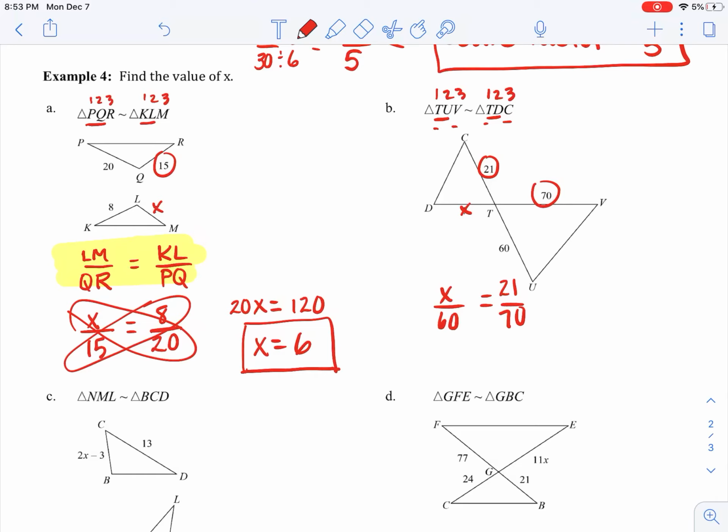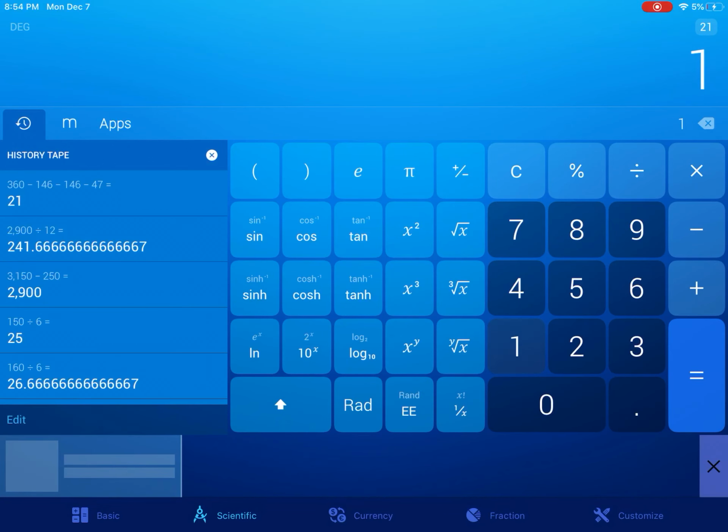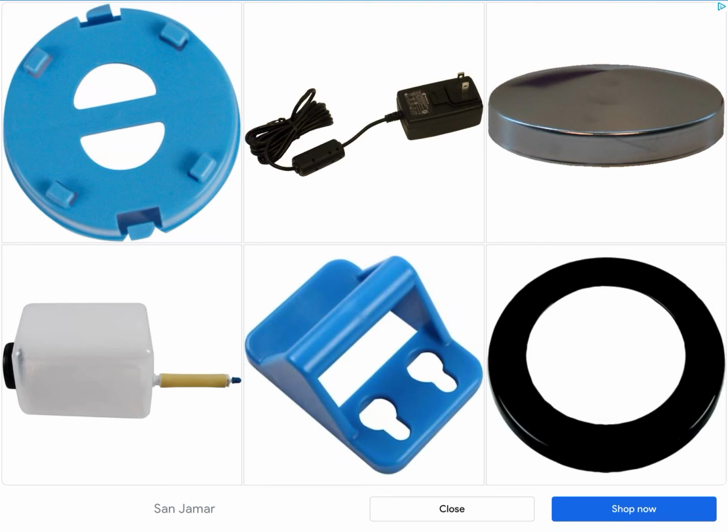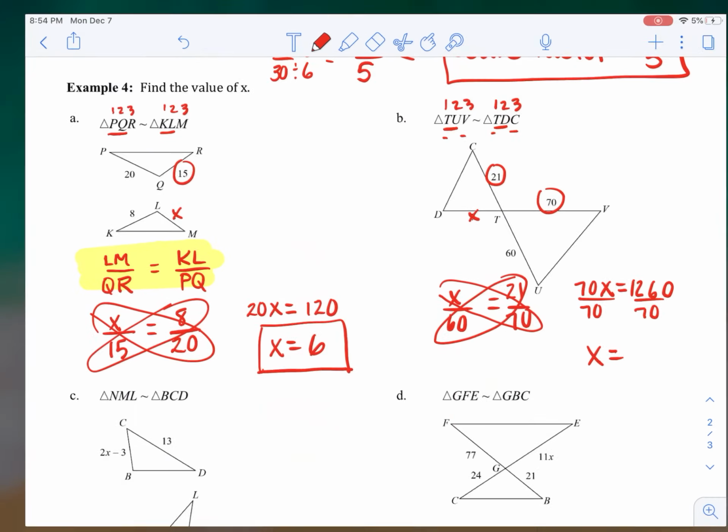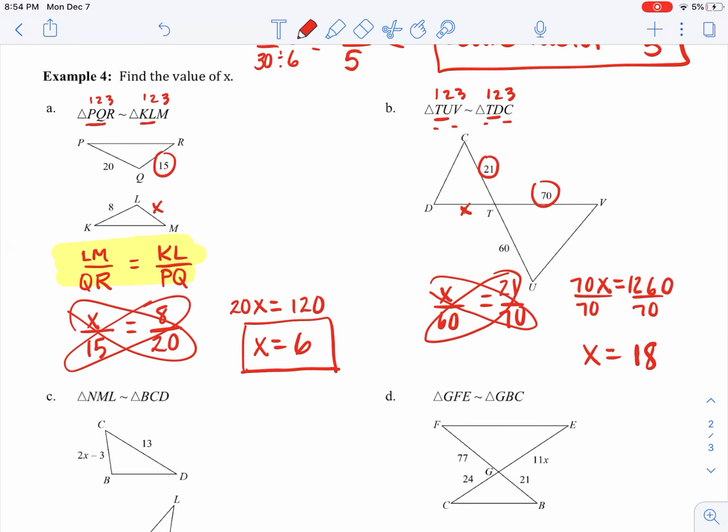All right? If we cross multiply, we are going to get 70x equals, and I wish I would have done this ahead of time. Let's see, 1,260. If we divide by 70, we're going to get x equals, oh my, I wish I would have done this ahead of time. Hold on. Let me go to my calculator here. 1260 divided by 70 equals 18. So our x would equal 18 in this case.